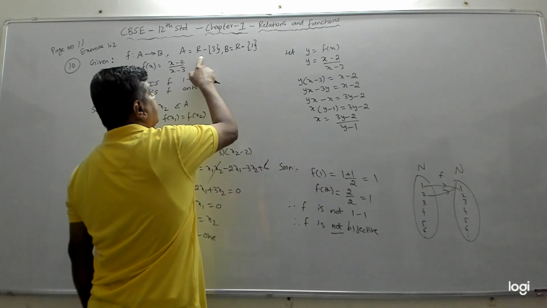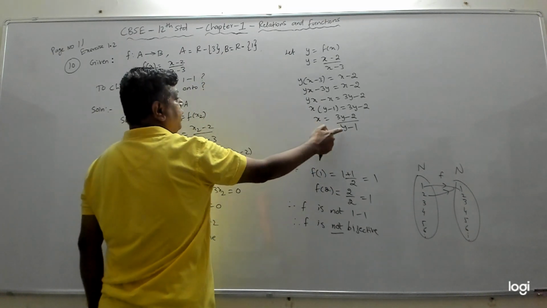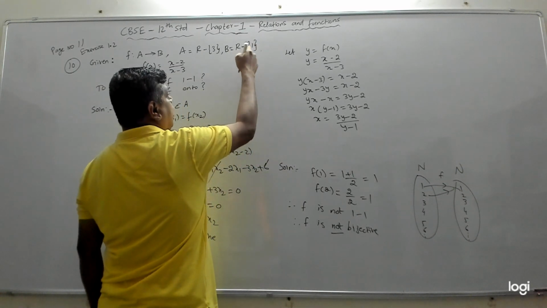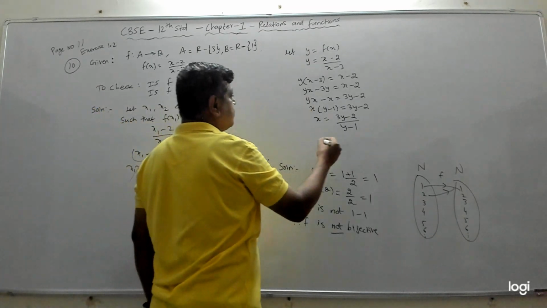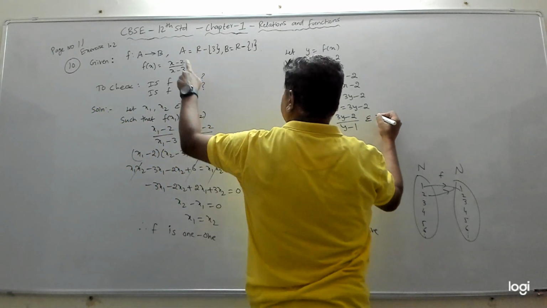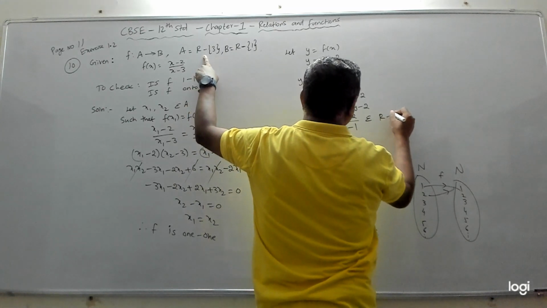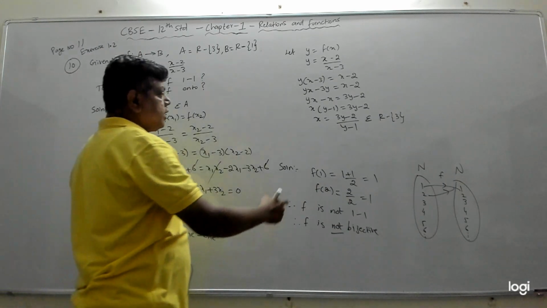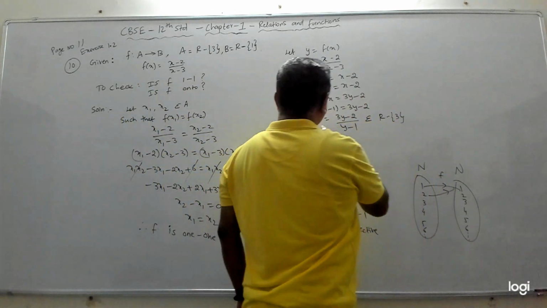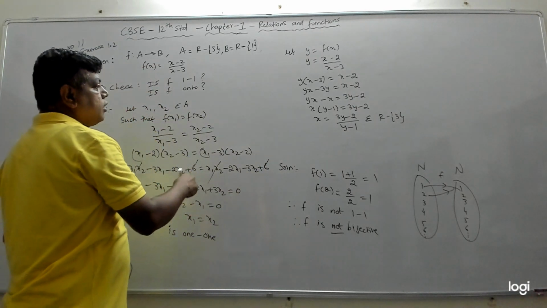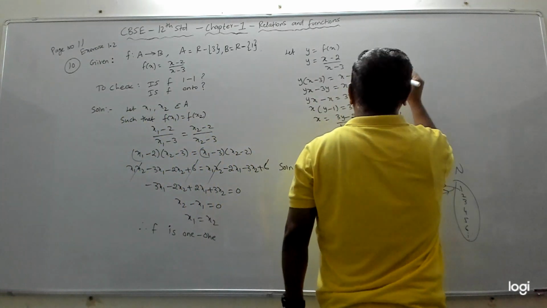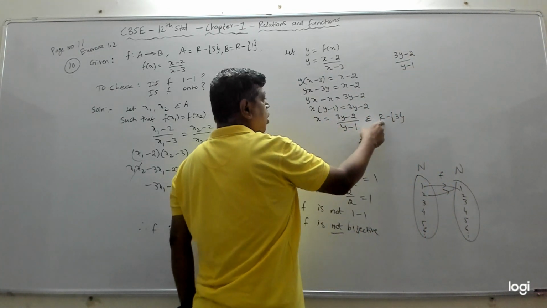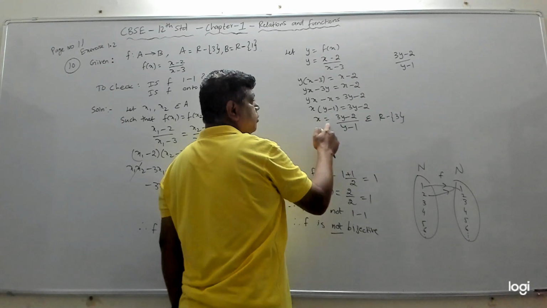X comes from this set A, y comes from the set B. So y cannot be equal to 1 because B is all real numbers except 1, that is, R minus singleton 1. Therefore, this x will belong to this set R minus 3. And x cannot be 3 also, because if x is 3, then this number is also not equal to 3. We are saying x belongs to R minus 3, so we should also show that x is not equal to 3.